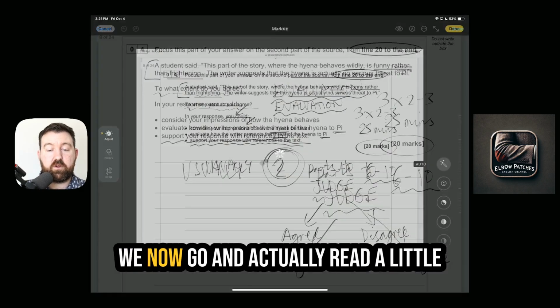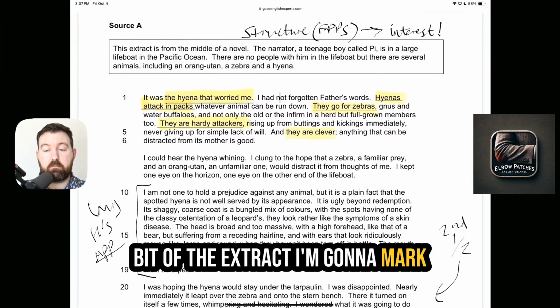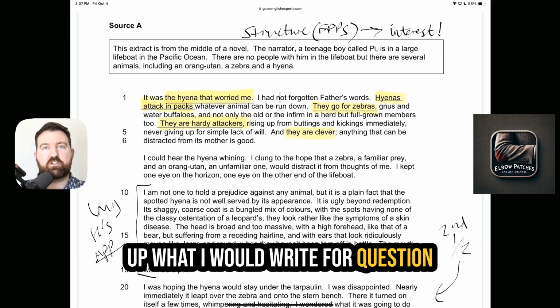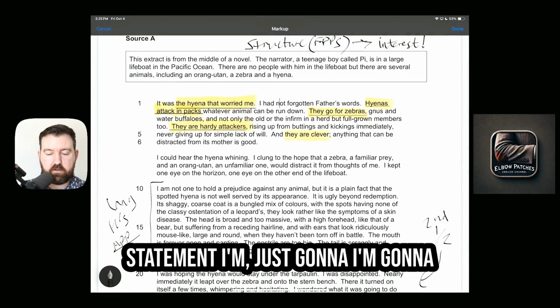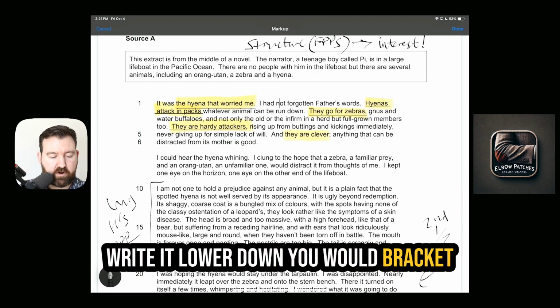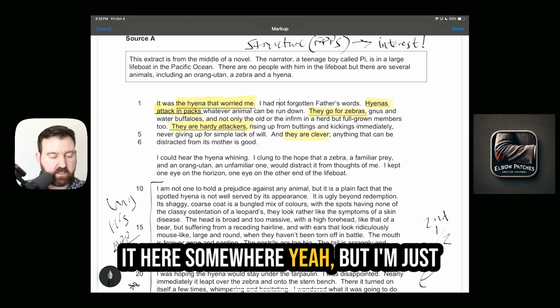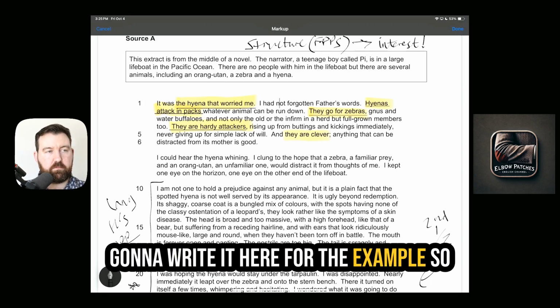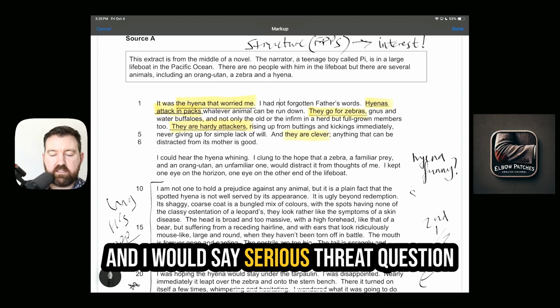And if we now go and actually read a little bit of the extract, I'm going to mark up what I would write for question 4. So since there's 2 bits to the statement, I'm going to write it here, but you would actually write it lower down. You would bracket from line 20 all the way down to the bottom, and you would probably put it somewhere. But I'm just going to write it here for the example. So I would say hyena funny, question mark. And I would say serious threat, question mark.